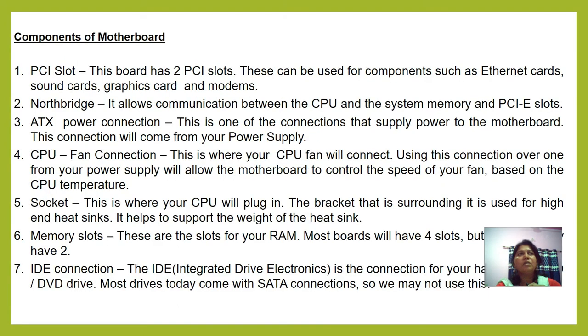Now next, what are the components available on your motherboard? The first one is your PCI slot. This board has two PCI slots. These can be used for components such as Ethernet cards, sound cards, graphics cards and modem also. Then North bridge. North bridge means what? It allows the communication between the CPU and the system memory and PCIe slot.